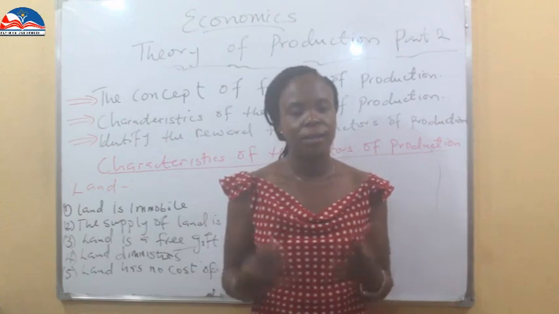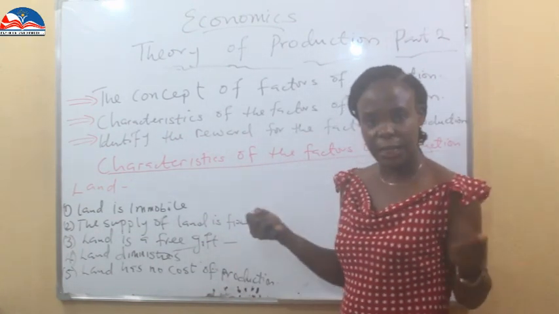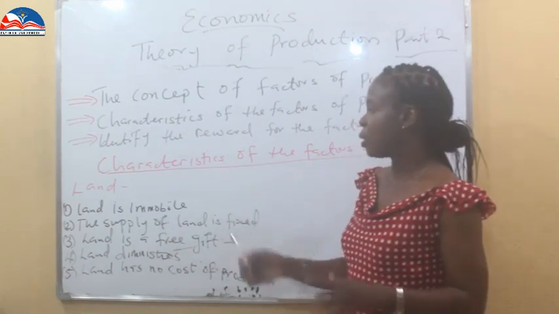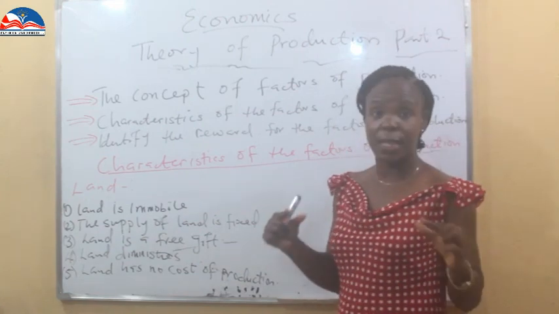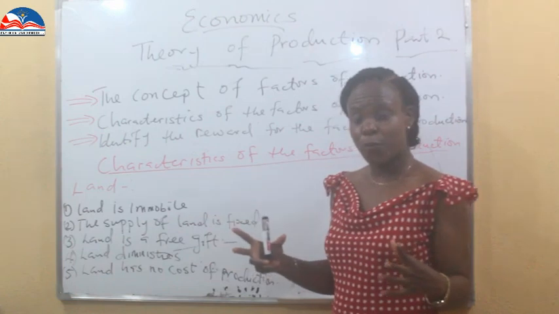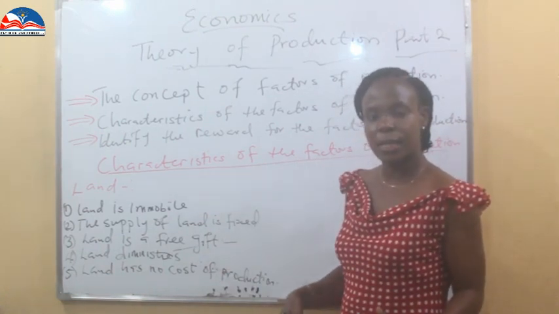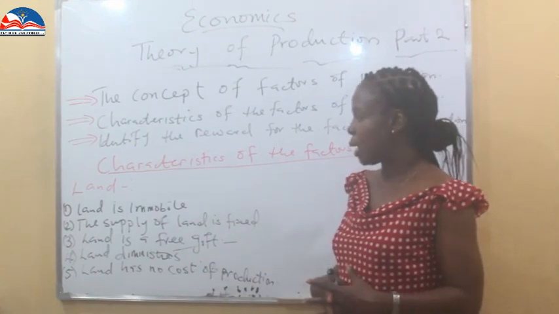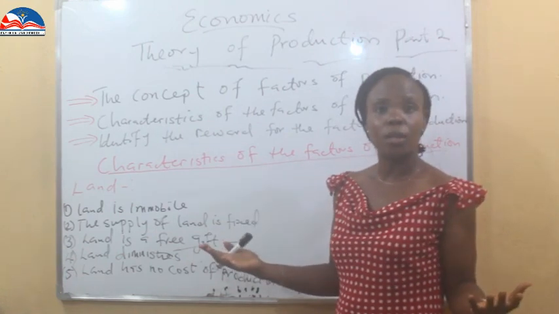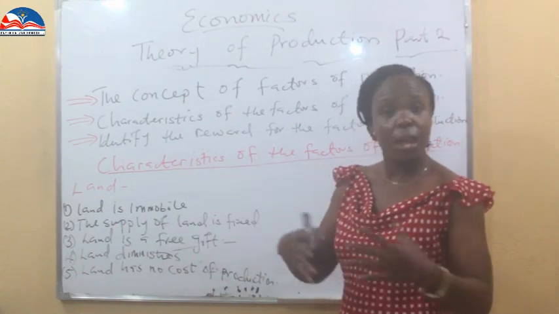So what are the characteristics of land? 1, land is immovable. You cannot move a land. It's fixed in nature. That's one of the characteristics. 2nd, the supply of land is fixed. It's fixed in a place. Since it can't be moved, that means it's stable in one place. Then the 3rd one, land is a free gift. It is given to us by creation. It is not owned by any person.